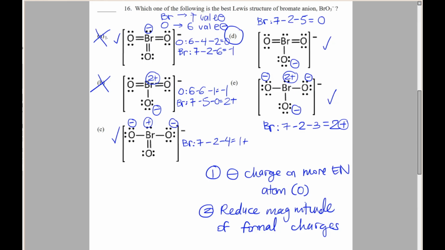For C, it's kind of just the magnitude of formal charges. We have 3 out of the 4 atoms with a formal charge that isn't 0, and we could make it better, so it's not going to be C. And then it's not going to be E for the same reason, because all 4 of these atoms have a non-zero formal charge. So the only answer left is D. So the answer for question 16 should be D.